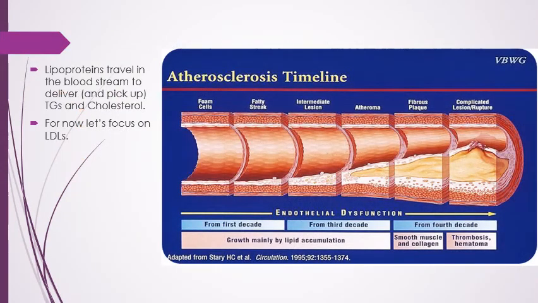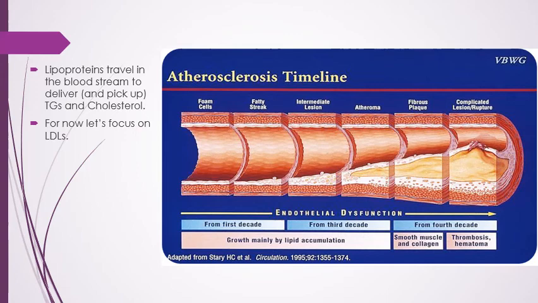So for general atherosclerosis, let's just talk about this timeline, right? We know that lipoproteins, doesn't matter if they're LDLs or VLDLs, travel in the bloodstream to deliver, and if they're HDLs, pick up triglycerides and cholesterol. Right now, let's talk about LDLs, since those are the ones that tend to cause the most issue, or at least those are the most classically described.